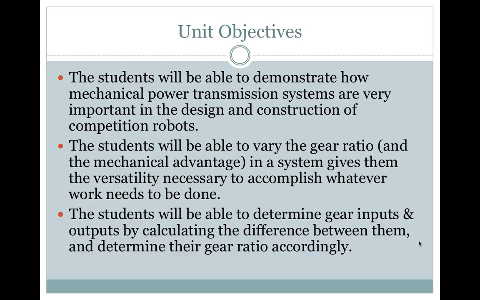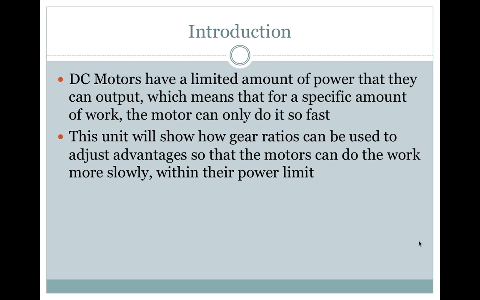Unit Objectives. The students will be able to demonstrate how mechanical power transmission systems are very important in the design and construction of competition robots. The students will be able to vary the gear ratio and the mechanical advantage in a system that gives them the versatility necessary to accomplish whatever work needs to be done. The students will be able to determine gear inputs and outputs by calculating the difference between them and determine their gear ratio accordingly.